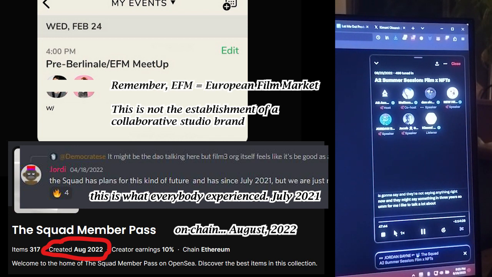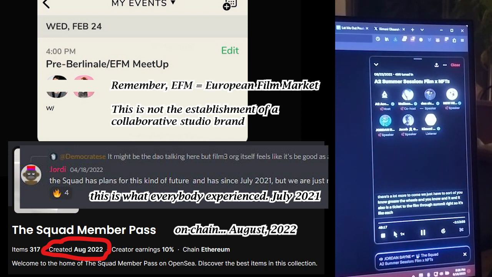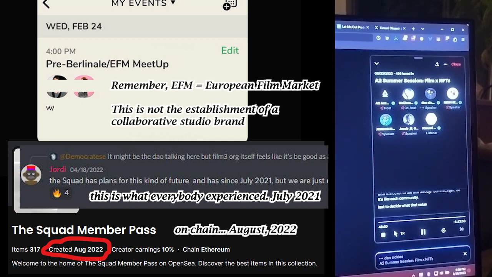For me, I like to talk a lot about the utility and the value that we as communities can bring. So if someone, for instance, tomorrow decides that they want to pick up a squad member pass and they want to know what the value is, my value is, I've been doing this 24/7, 18 months, and I think we've proven our value. And there's a lot more to come. We just have to sort of grease the wheels. And it also is a ticket to the Film 3 Summit, right? So each community has to decide what that value is.